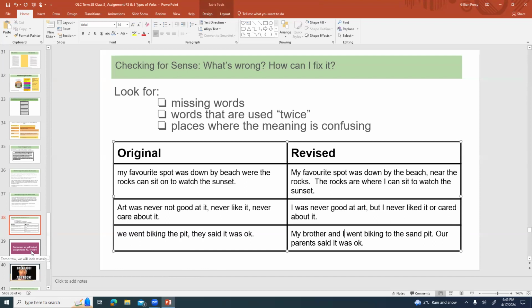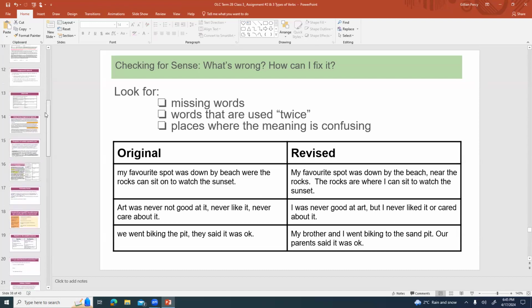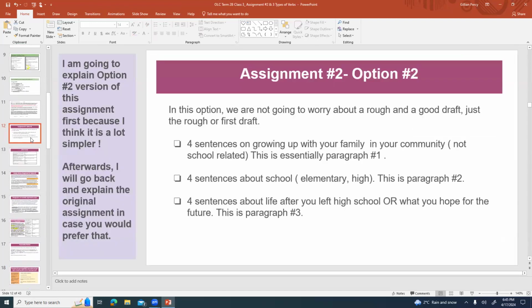So you've got your two options for this assignment. This is assignment number 2. You can do the version that's in your unit, or you can do the simpler version, which I have. Where is it? Four sentences on your family, four sentences about school, four sentences about life after school.